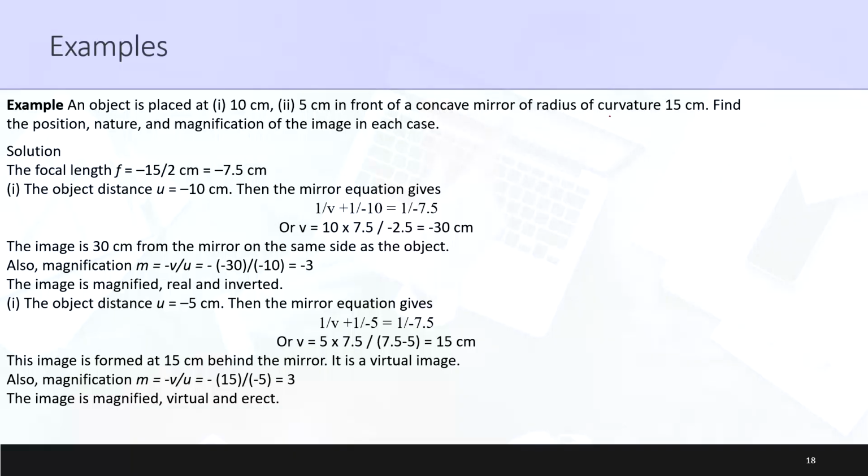Now let us calculate the value of image distance using the mirror equation. Okay. So for the first sequence, as it is written, radius of curvature is given to you, that means capital R is given to you as 15 centimeters.